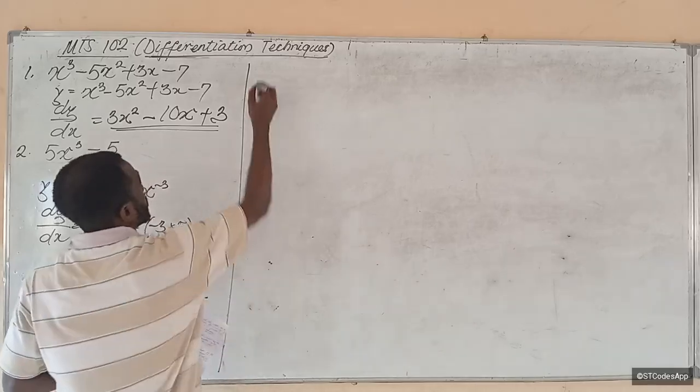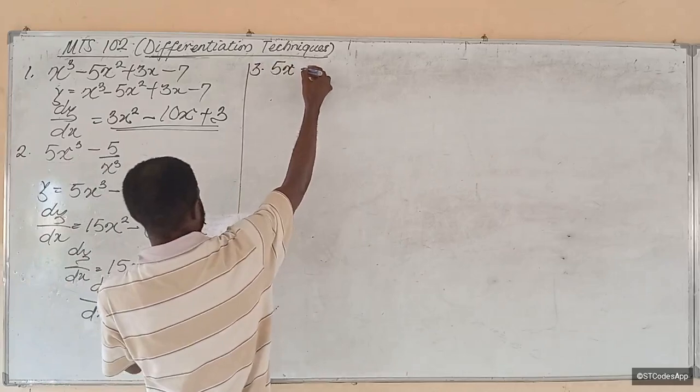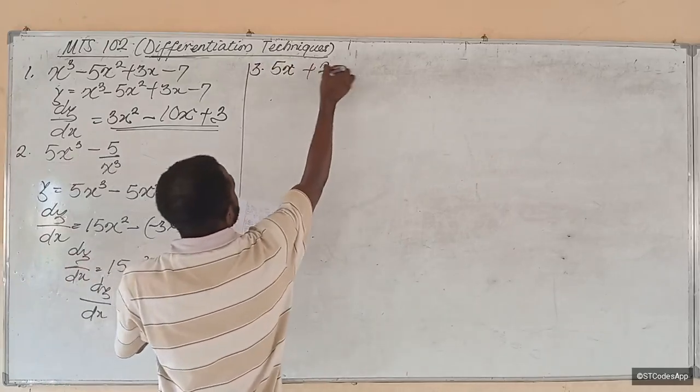Number 3 says 5x raised to power 5x plus 2 root x.